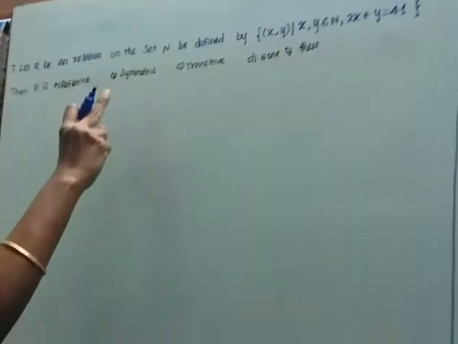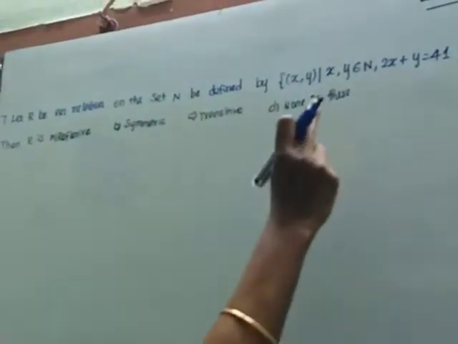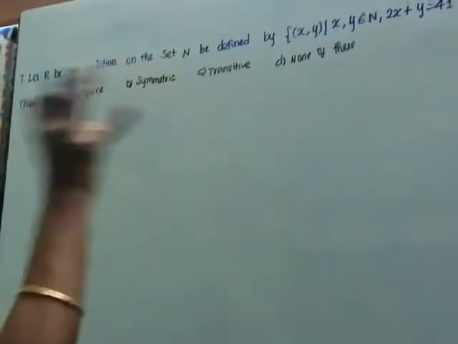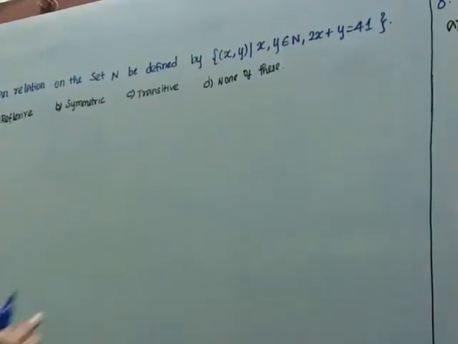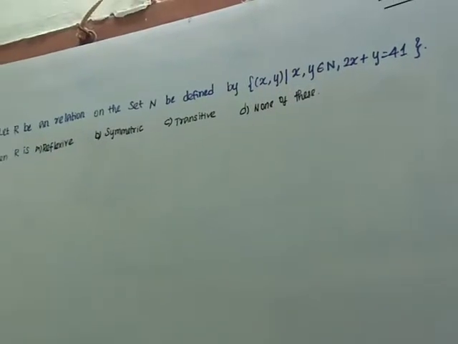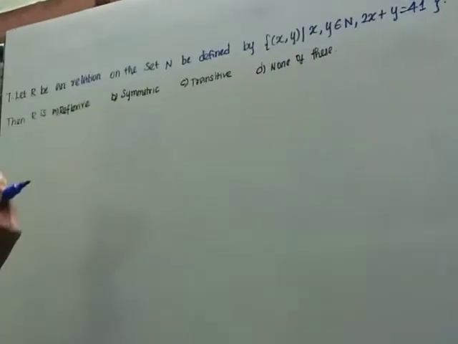Let R be a relation on the set N defined by the ordered pair (x, y) such that (x, y) belongs to N, 2x plus y equal to 41. Then R is? It might be the same problem as in theory questions, where you tabulated some values for x and y. But here you don't need to tabulate any values. That is a theory question. Here we are just checking for that one word only.